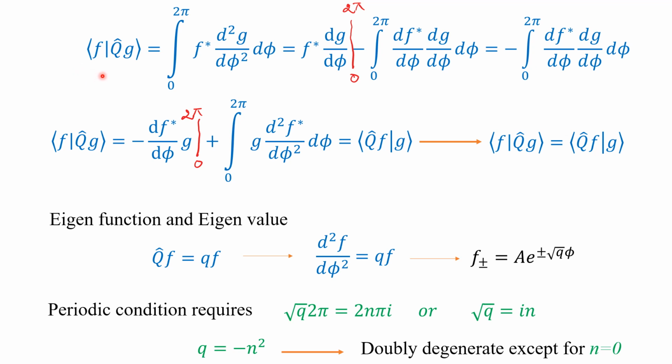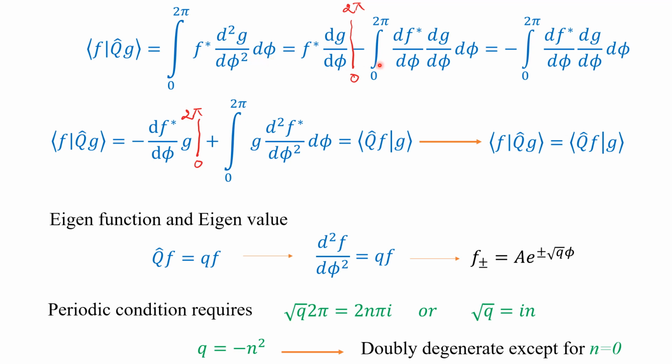We will check the Hermiticity of the operator Q. Let Q act on ket G and take the inner product with f. So in integral form, it becomes the integral from 0 to 2π of f star d²/dφ² g, because this operator is d²/dφ², so the integration is with respect to dφ.